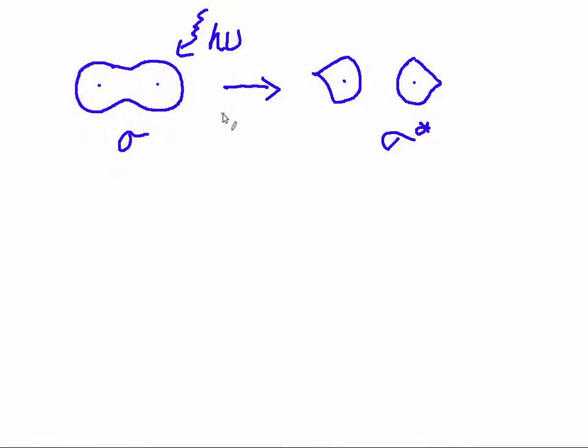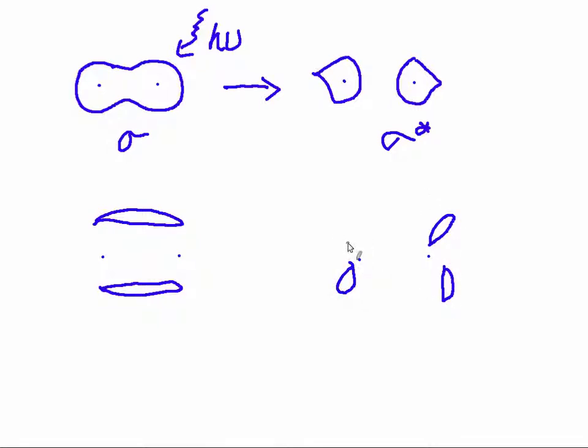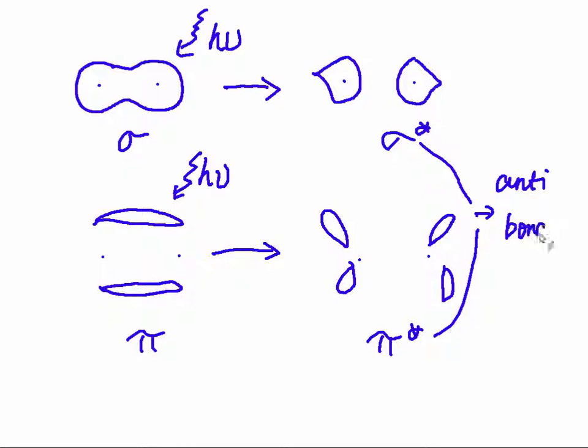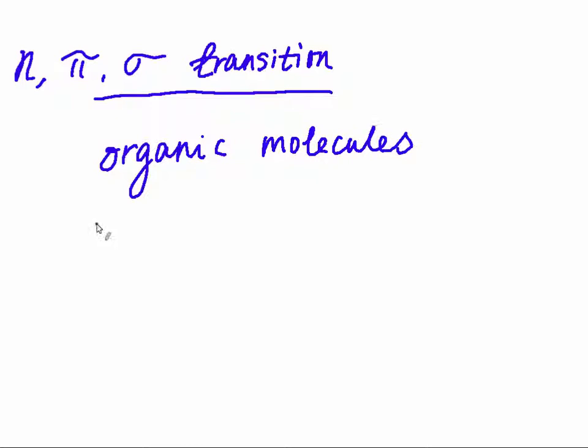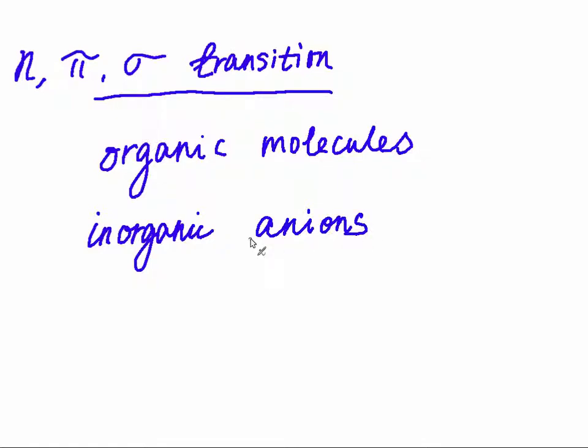We can draw this again. This is a sigma to sigma star transition, and below is a pi to pi star transition. You can see how the electron cloud changes from the bonding orbital to the antibonding orbital. This n, pi and sigma transition mostly exists in organic molecules and inorganic anions, for example, nitrate.